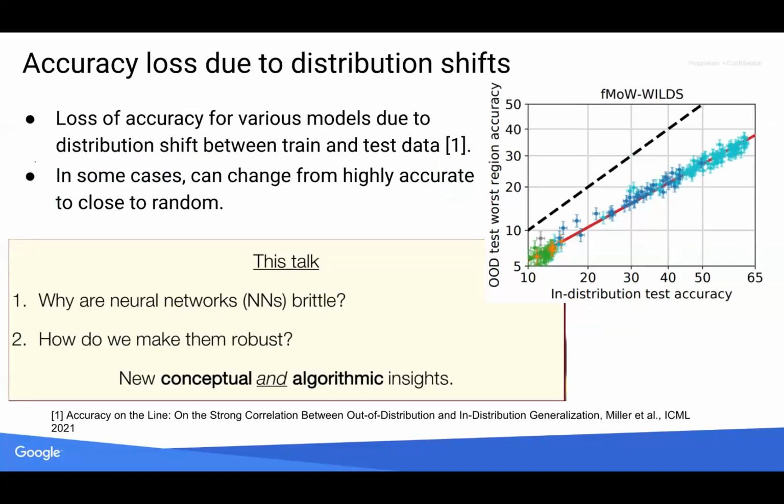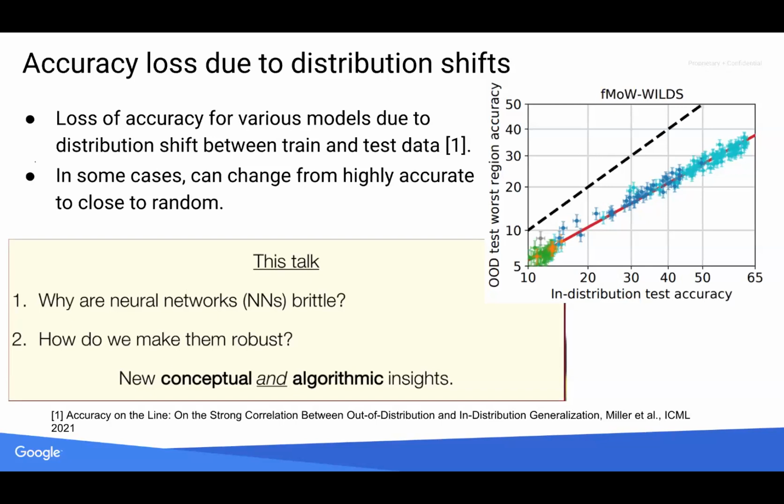Sorry about that. Okay, so I want you to look at the figure on the right here. On the x-axis we have in-distribution accuracy, and on the y-axis we have out-of-distribution accuracy. If both of them were the same, then they should lie on the dotted black line, which is basically x equal to y, right? So if whatever accuracy we were getting on the train distribution translates to the test distribution, then the accuracy would lie on the black line.